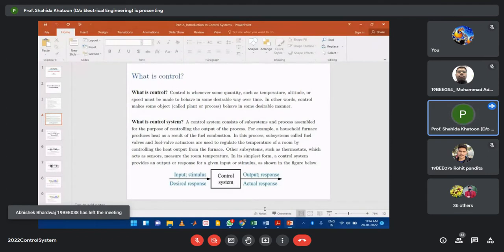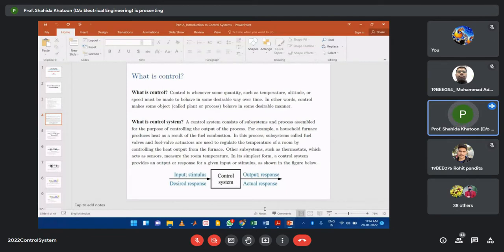Okay, so a control system consists of subsystems and processes assembled for the purpose of controlling the output of the process. For example, a household furnace produces heat as a result of fuel consumption. In this process, subsystems called fuel valves and fuel valve actuators are used to regulate the temperature of the room by controlling the heat output from the furnace, right? Other subsystems such as thermostats, which act as sensors, measure the room temperature.